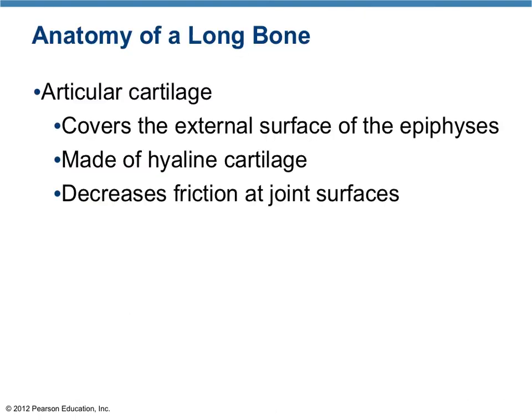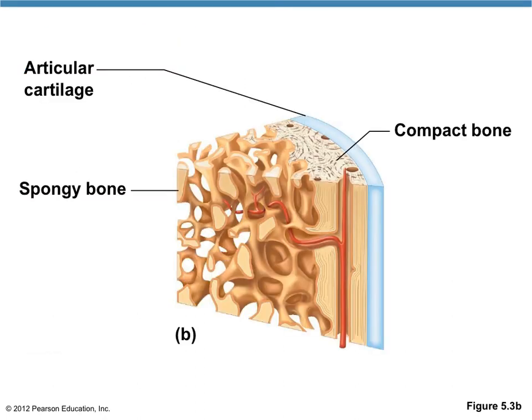At the ends of long bones, you have articular cartilage, and that is where one bone articulates with another bone. It's made of hyaline cartilage, and its job is to decrease the friction at joint surfaces. At the epiphyses, again, remember there's a lot of spongy bone, and then there's a layer of compact bone, and then a layer of articular cartilage that's represented here in blue that helps the bone have a friction-free joint.